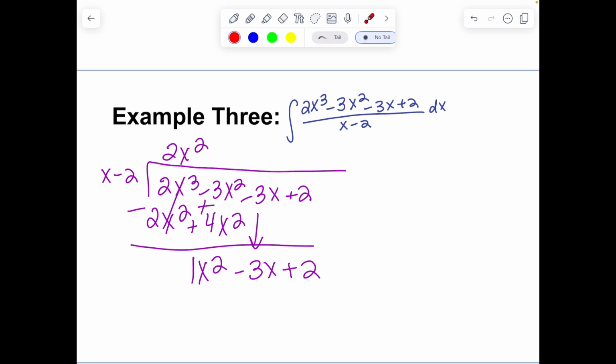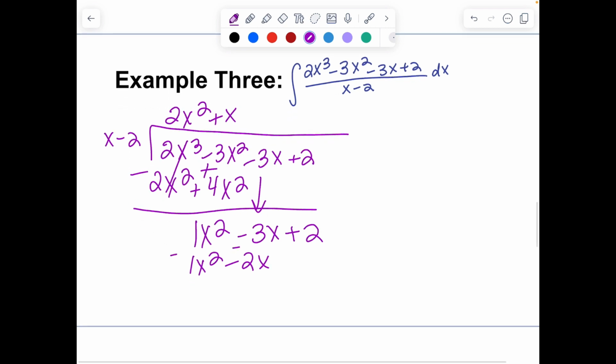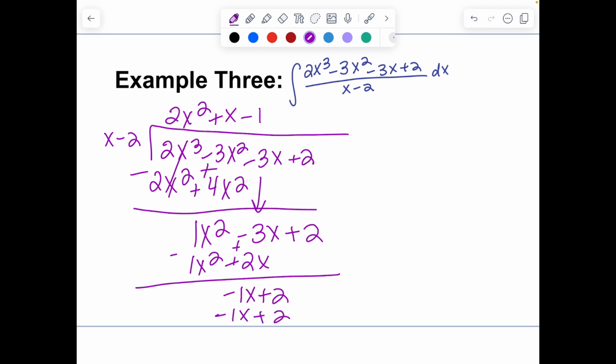How many times does x go into 1x squared? The answer is x times 1x squared minus 2x. Subtract. I get negative 1x plus 2. How many times does x go into negative x? That's a negative 1 time, so I'll get negative 1x plus 2, subtract, that equals 0. And so this one's super nice because there's no remainder. And so this actually just simplifies to 2x squared plus x minus 1 dx.